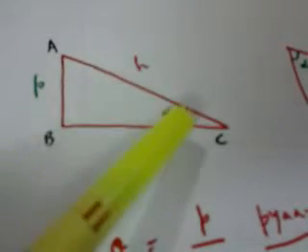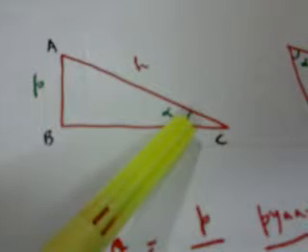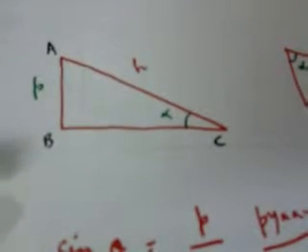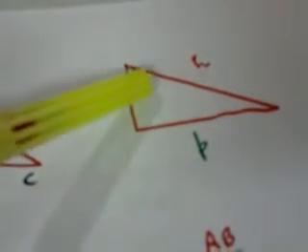Hypotenuse is always fixed. In a right angle triangle, hypotenuse is always fixed. The problem is between base and perpendicular. So the opposite side is perpendicular. If we say that angle ACB is alpha, then AB is the perpendicular, BC is the base. On the other hand, if we say that this angle is alpha, then this side becomes the perpendicular and this side becomes the base. This is the basic thing that you must always remember.